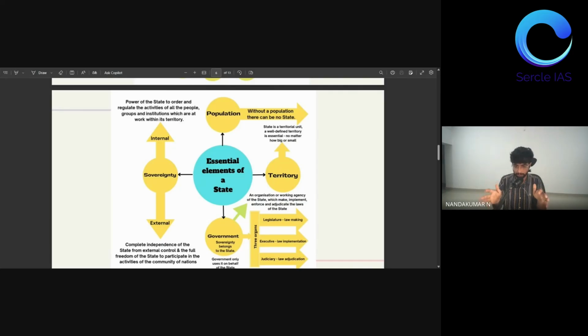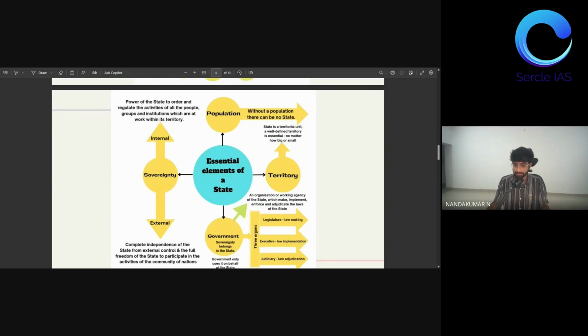That population is the first element of any modern state. It doesn't matter how many people live within this defined territory, even if it is a small number, maybe think of Vatican City. It is a state where the population is very small, and there are states like China and India with huge populations. So the number doesn't matter. If there are people residing within a defined territory, we can treat it as a state, provided that the other elements are also present.